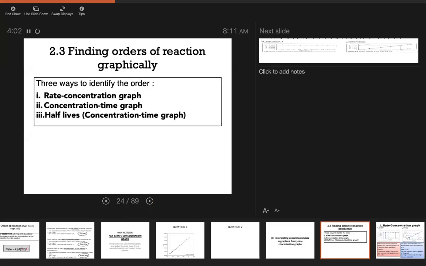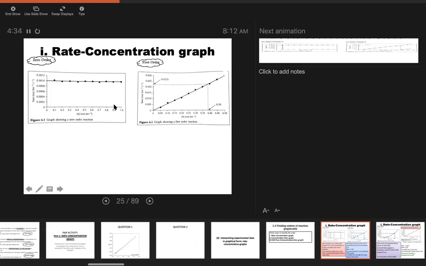The last one is half-lives. I'm not sure if some of you physics students have come across half-lives, but this is exactly the same concept of half-life as you would do in physics. Half-lives can be determined from the concentration time graph. So please make sure that you do not get confused with graph number 1 and graph number 2, rate concentration graph and concentration time graph. It is important that you read the axis.